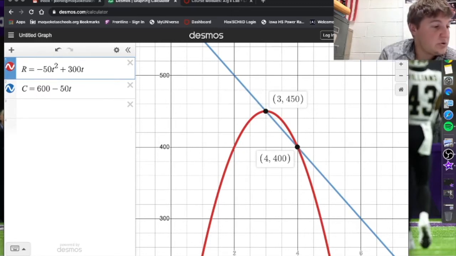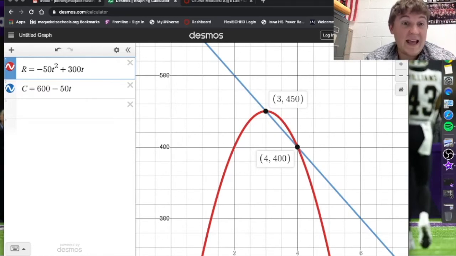So what's the answer to this question? There are actually two. When the ticket price is $3, the amount of money you make and the amount you're going to have to spend is going to be the exact same amount. So they are going to break even when the ticket price is $3 and when the ticket price is $4.